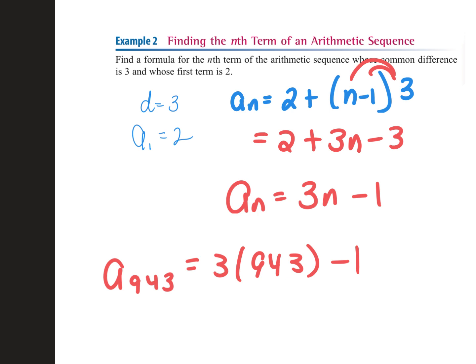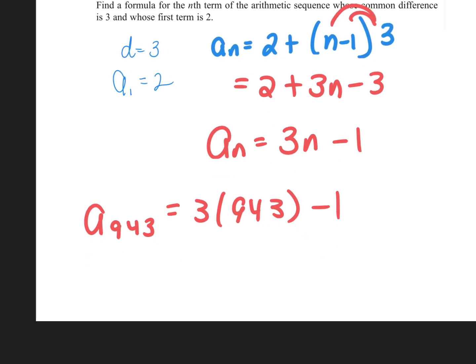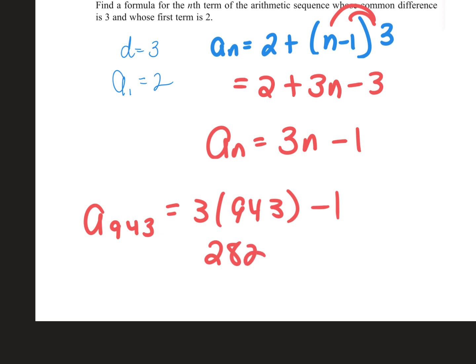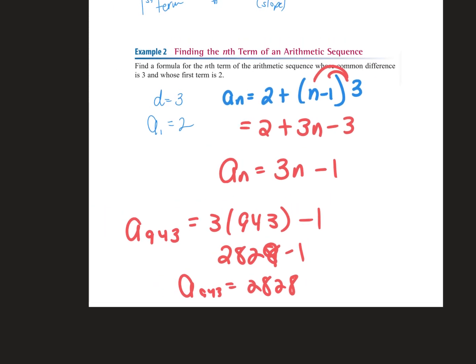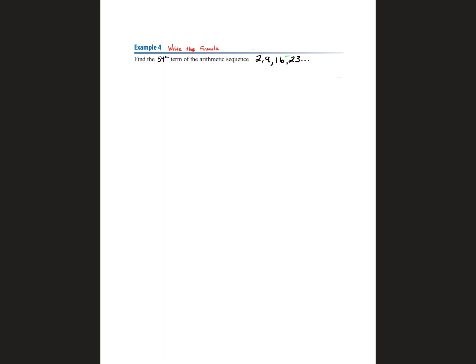What would that be? What's 3 times 943? 2,828, minus 1. So the 943rd term is 2,828? Okay. That's fine. Does that make sense, though? All right, I skipped example 3. We're going to come back to it.